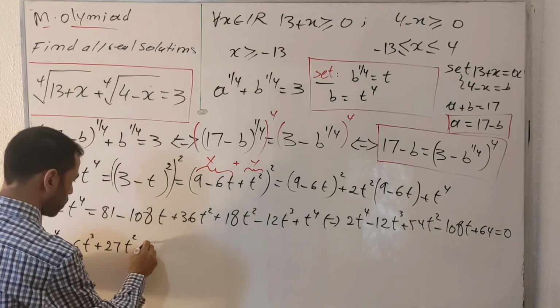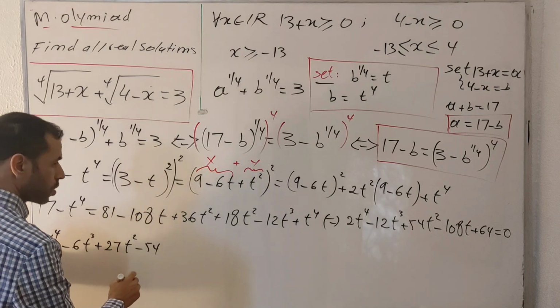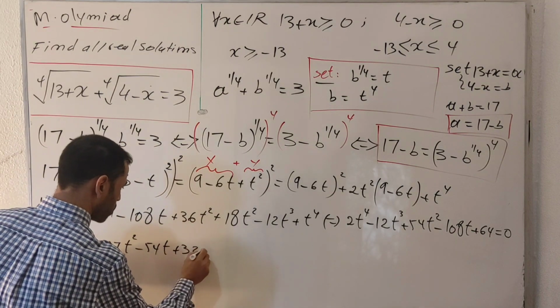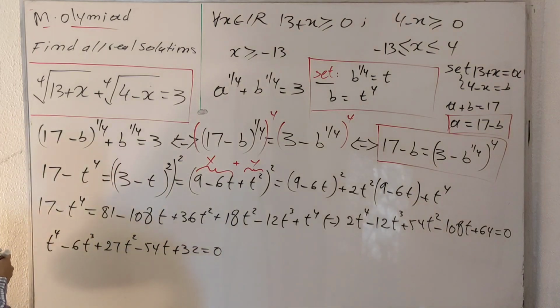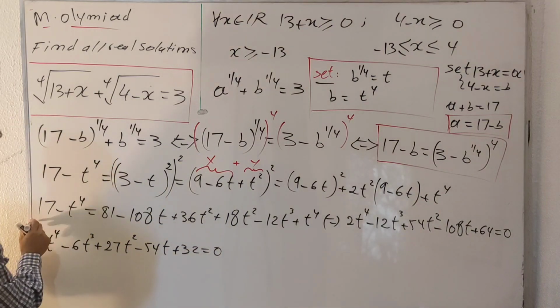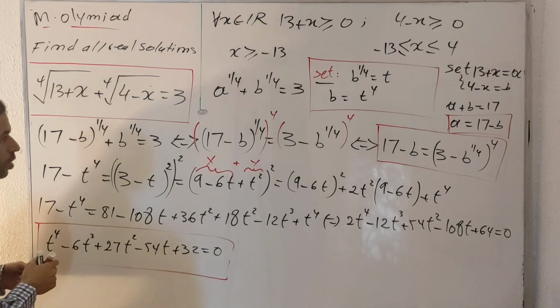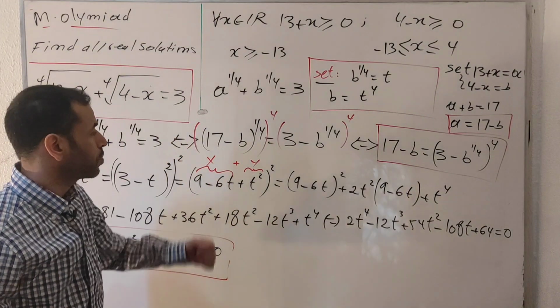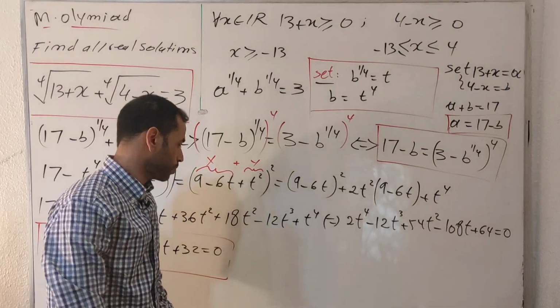108 is given as minus 54 t. 64 becomes 32 equals 0. Okay, I have ended with this expression. Now I'm going to clean up this board and bring this expression at the top and continue solving our equation.